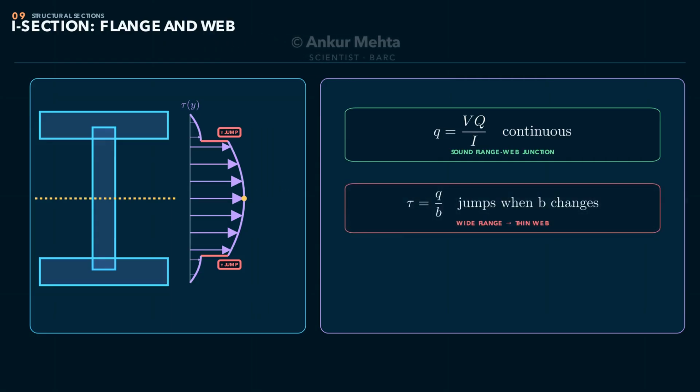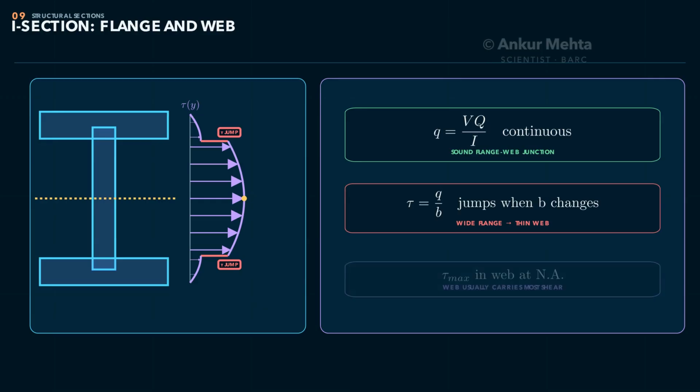Engineers often say the web carries most of the shear, commonly around 80 to 90% for typical proportions, but the exact share depends on geometry.